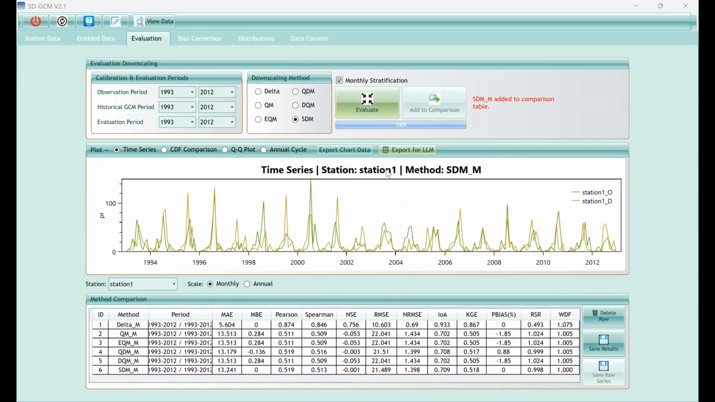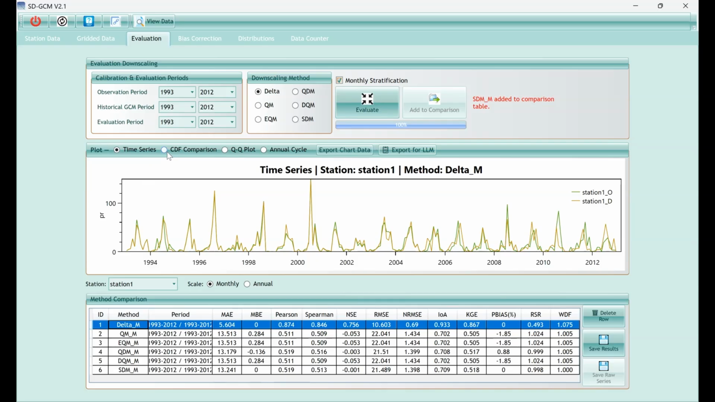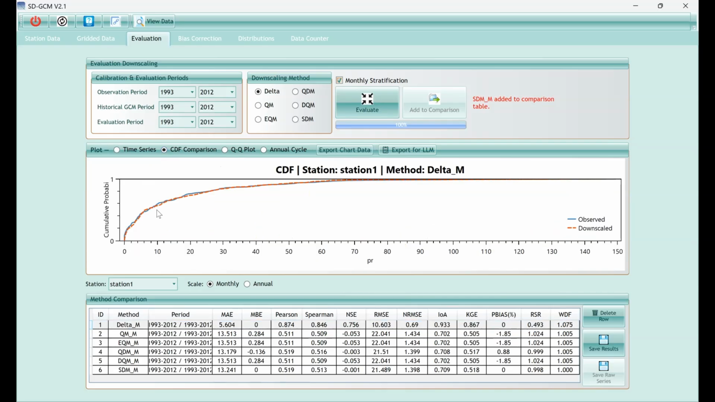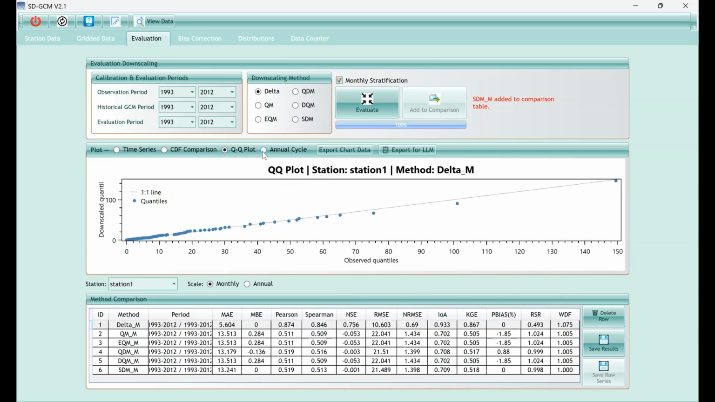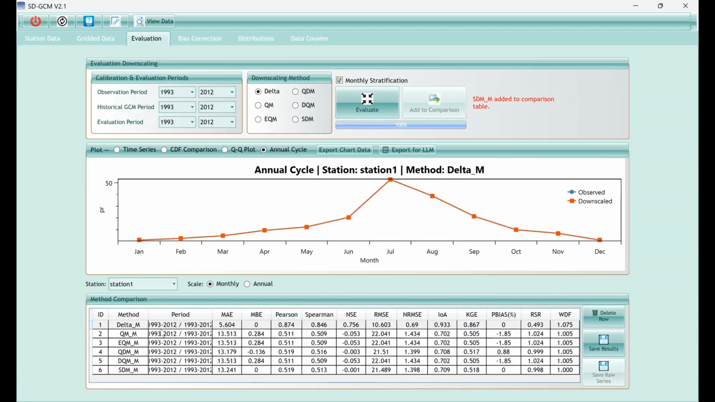Once all methods have been evaluated, we can inspect the graphical results. The time series chart compares the observed and corrected data over time. The CDF comparison shows how closely the statistical distribution of the corrected data matches the observations. The QQ plot compares the quantiles of the observed and corrected datasets, making it easy to identify differences across the distribution. Finally, the annual cycle shows how well each method reproduces the seasonal pattern throughout the year. By selecting different rows in the comparison table, you can quickly compare the performance of all evaluated methods.